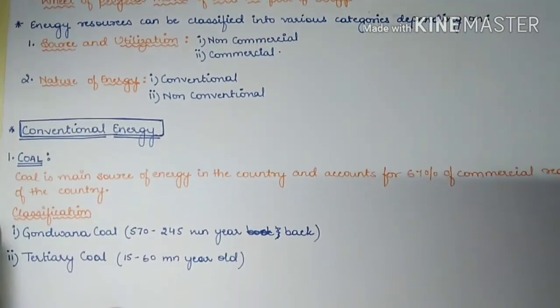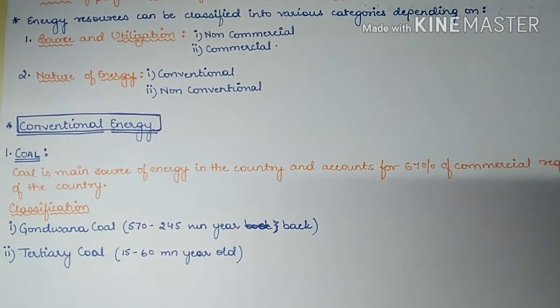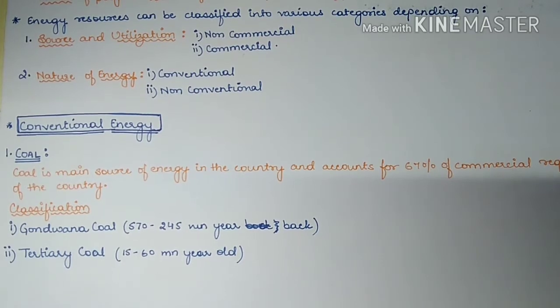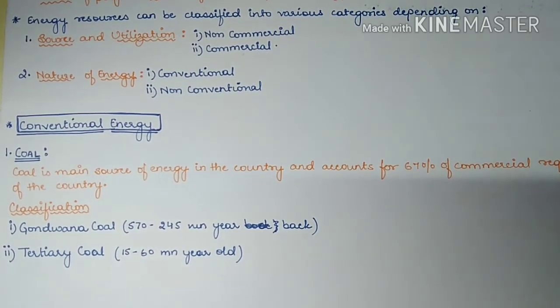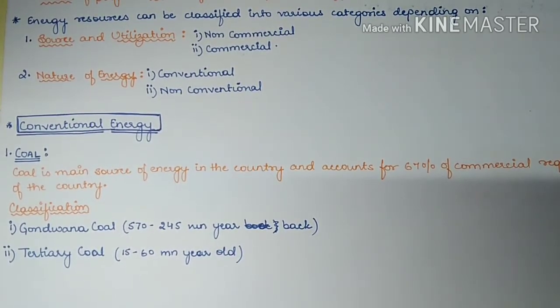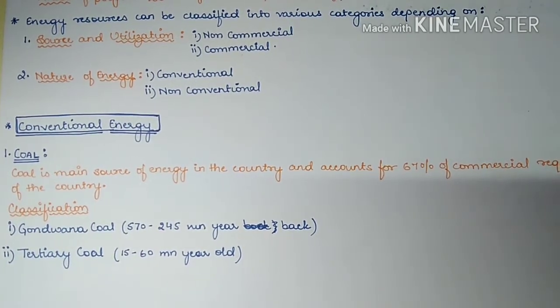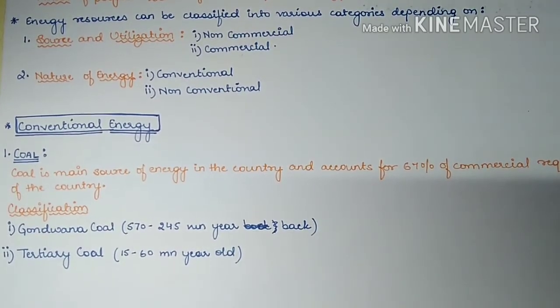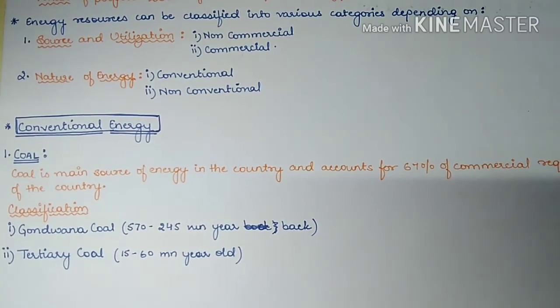Now first we will talk about the conventional energy sources. The first conventional energy source that we have is coal. Coal is basically the main source of energy for a country. It is also known as black gold, because it was the first thing that was used for commercial energy. So it is a very important natural resource.